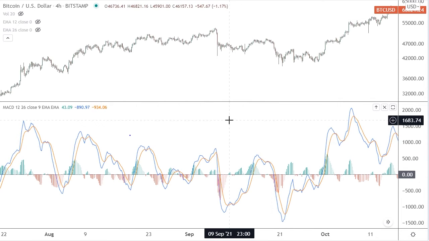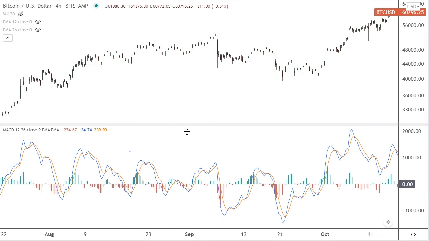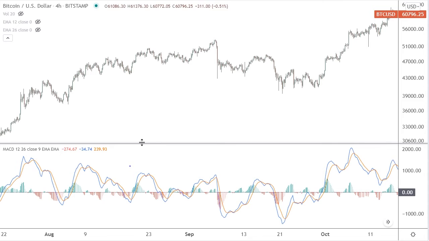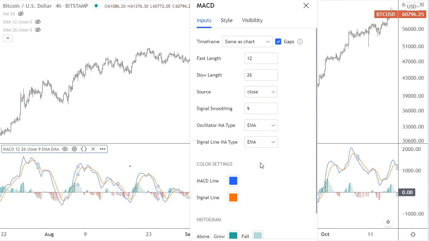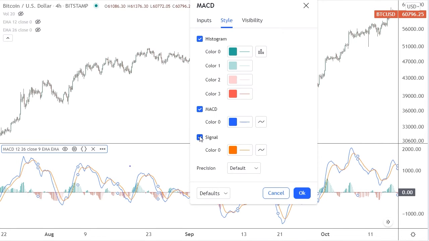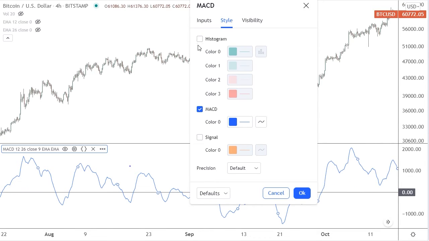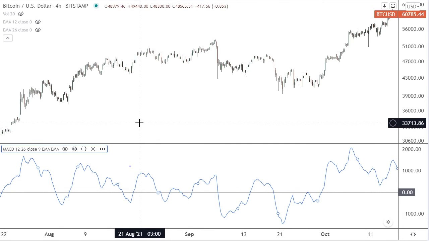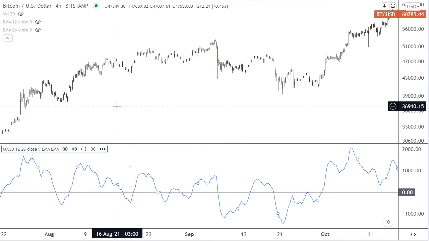There's the 0 line. Now to unpack what these lines actually represent, what their calculations are doing, I'm going to slim down this MACD here. Let me get rid of the histogram. So I'm going to turn off the orange line, and I'm going to turn off the histogram. So basically we just have the blue line showing right now. The blue line is basically the difference between the 12 and the 26 EMA.